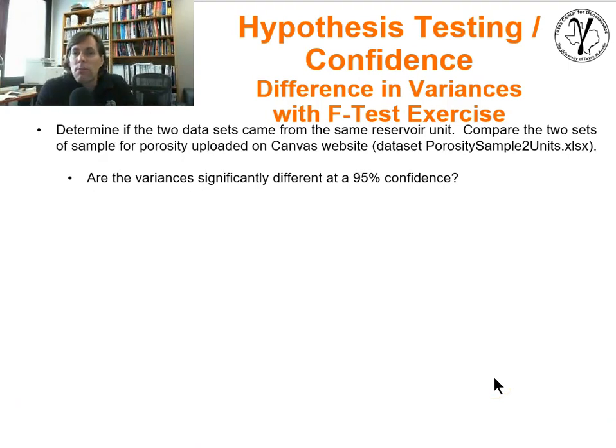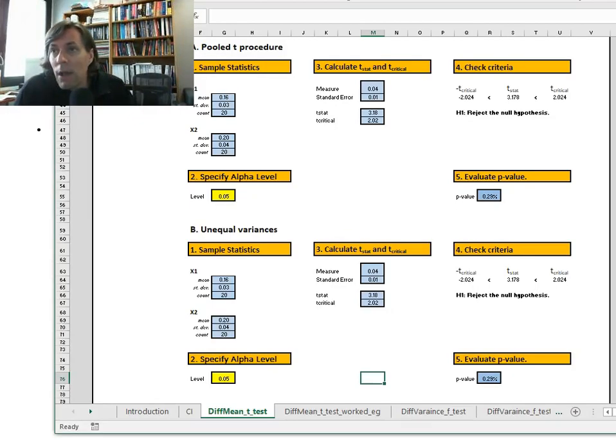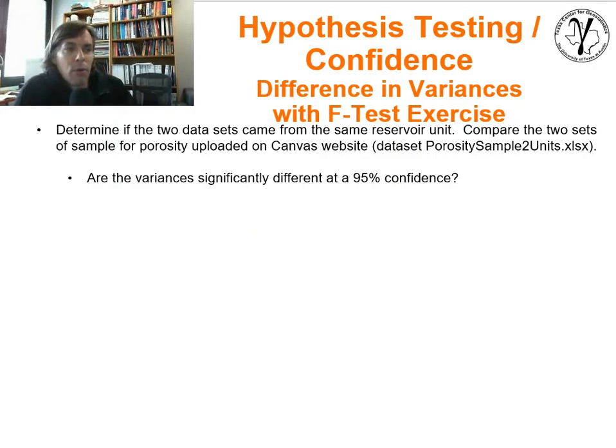So let me give you another problem. Determine if 2 data sets come from the same reservoir unit. You've already tested the difference of means. Now you want to test the difference in variances. Use the same data set we used for that previous problem. Are the variances significantly different at a 95% confidence level? So go ahead, take a try at that. I'll go ahead and pull up the answer and show it to you in 3, 2, 1.